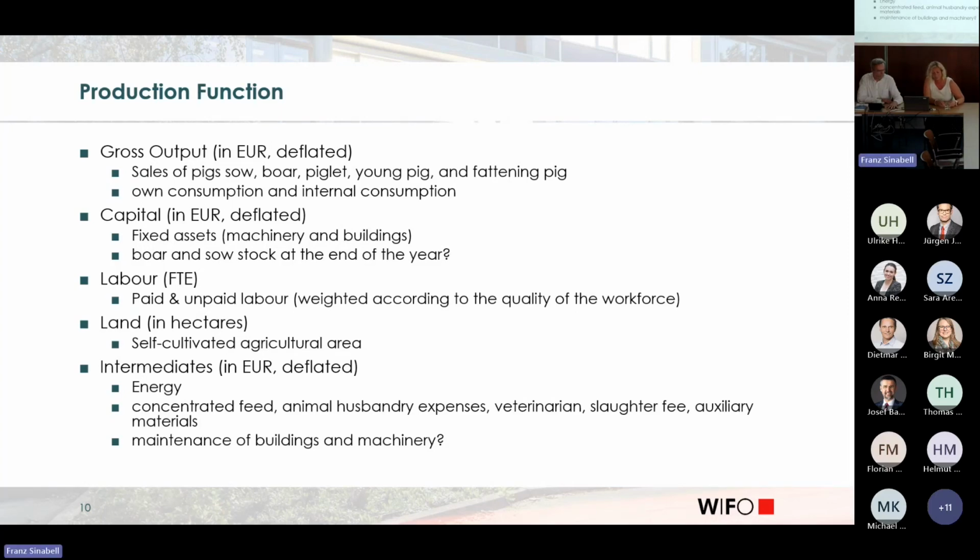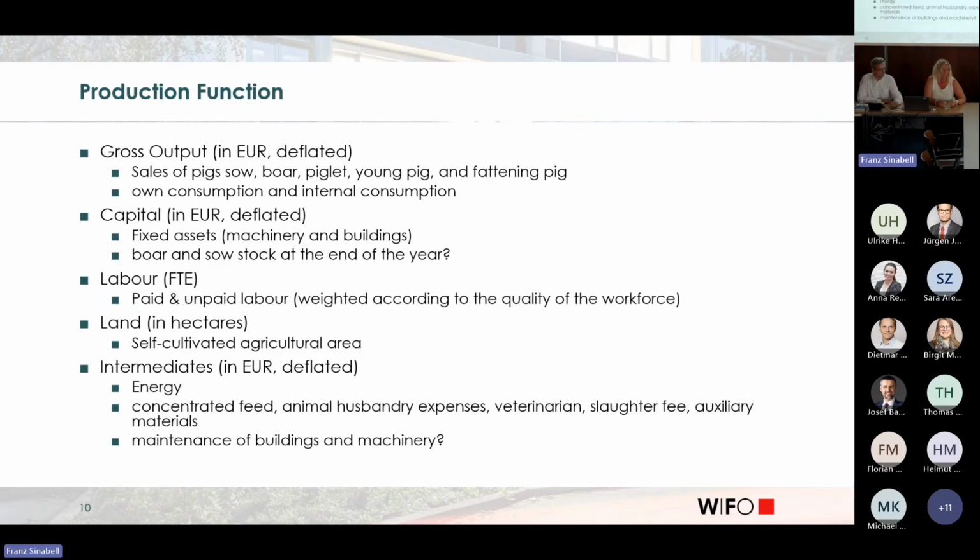Then we have the self-cultivated agricultural area in hectares, which is also part of the production function, and the intermediates. The intermediates consist of the energy used, so it's gas, gasoline, and stuff like that. But also the concentrated feed is included in the materials, because I need to feed my pigs, of course, as well as the animal husbandry expenses, which is another post in the accounting table, the veterinarian costs, as well as the slaughter fee and auxiliary materials. And then one could also include the maintenance costs of buildings and machinery.